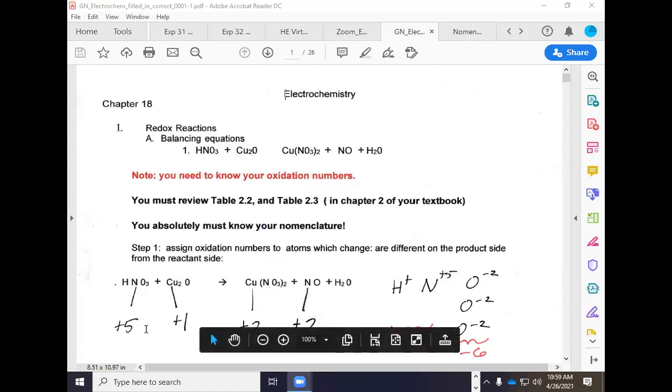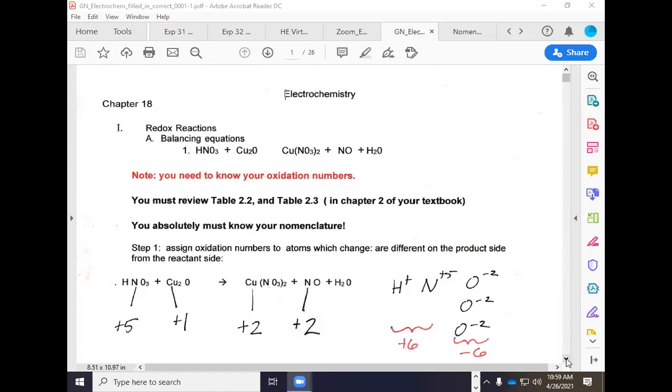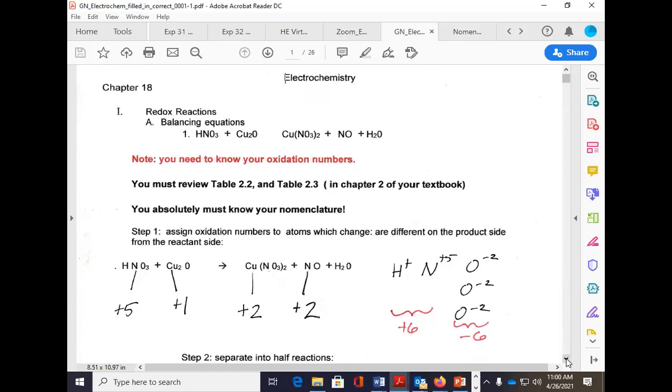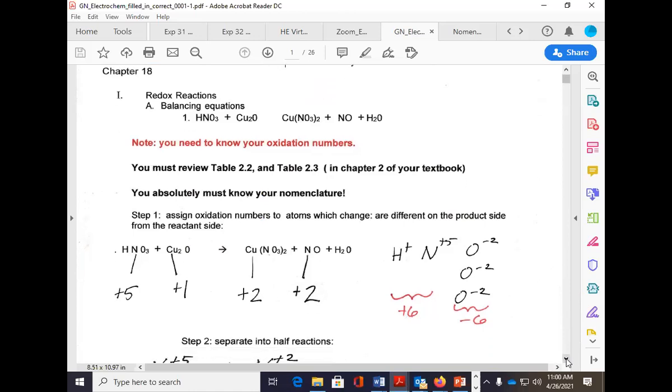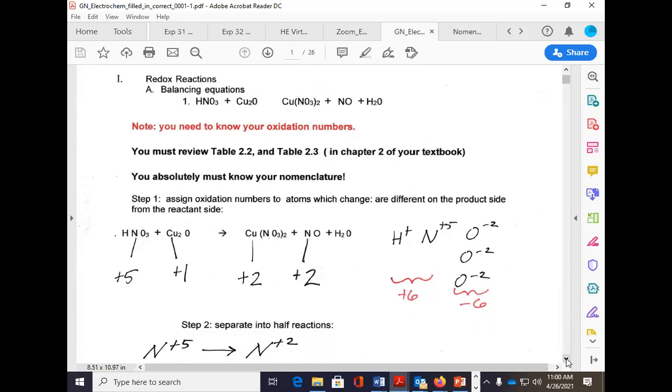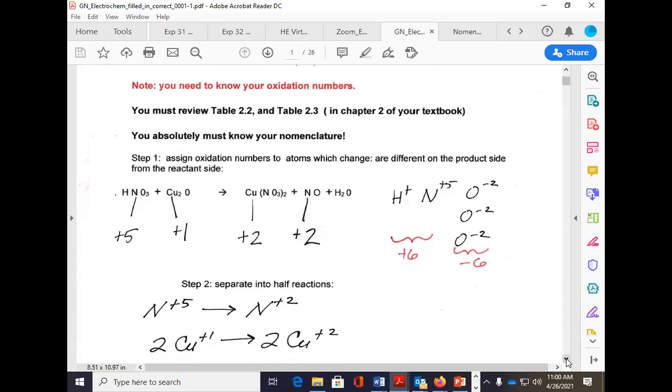Okay, so that was what we did in step 1 on scratch paper. And then we would want to just focus on the ones that change. I'm not going to ask you to show each step. When you get to the point where you can combine them, that's fine. Now what we're going to do is separate into what are called half reactions. You notice here, we're just looking at the nitrogen +5 going to nitrogen +2. And then we had 2 copper +1s, and they went to copper +2.